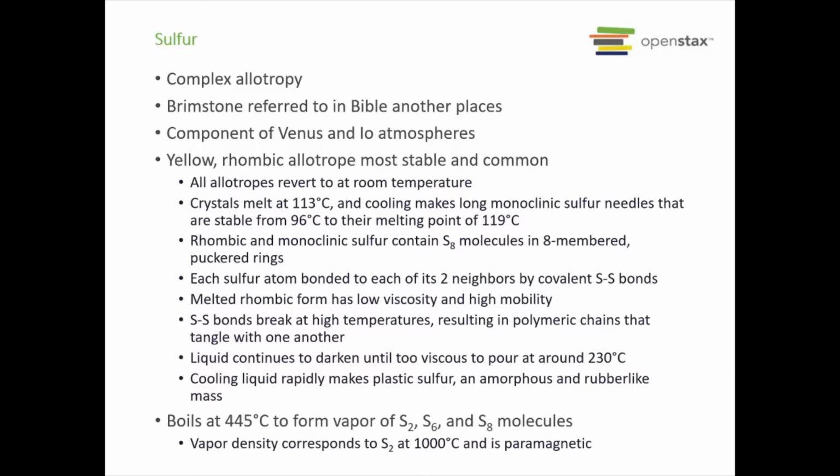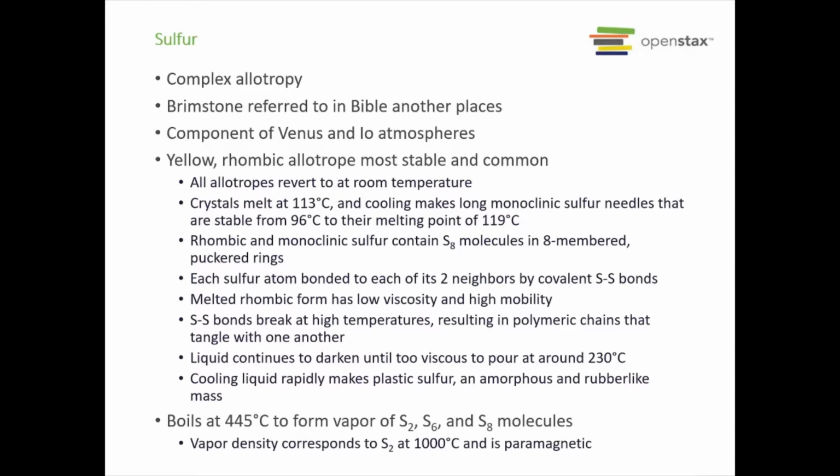and each sulfur atom is bonded to each of its two neighbors by covalent sulfur-sulfur bonds. When you melt the rhombic form, it has very low viscosity and high mobility, so we can pour it pretty easily. But if you continue to heat it, the sulfur bonds break at higher temperatures and you end up forming polymeric chains that start tangling up with each other, making the liquid darken and become more and more viscous until around 230 degrees Celsius, where the liquid is too thick to even be able to pour. If you take this and rapidly cool it, you make what is called plastic sulfur, which is an amorphous solid and kind of rubber-like.